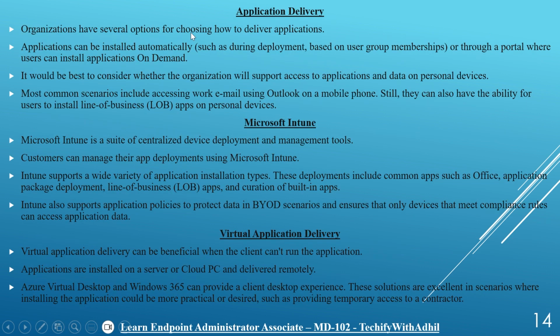Organizations have several options for choosing how to deliver applications. An application can be installed automatically, such as during deployment, or through group membership in a portal where users can install applications on demand. It would be best to consider whether the organization will support access to applications and data on personal devices. Most scenarios include accessing work email using Outlook on a mobile phone. Still, users can also install line of business apps on personal devices.